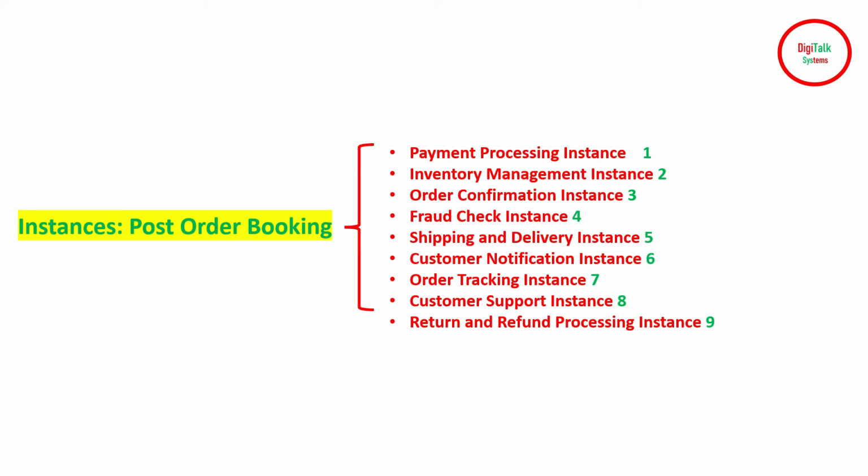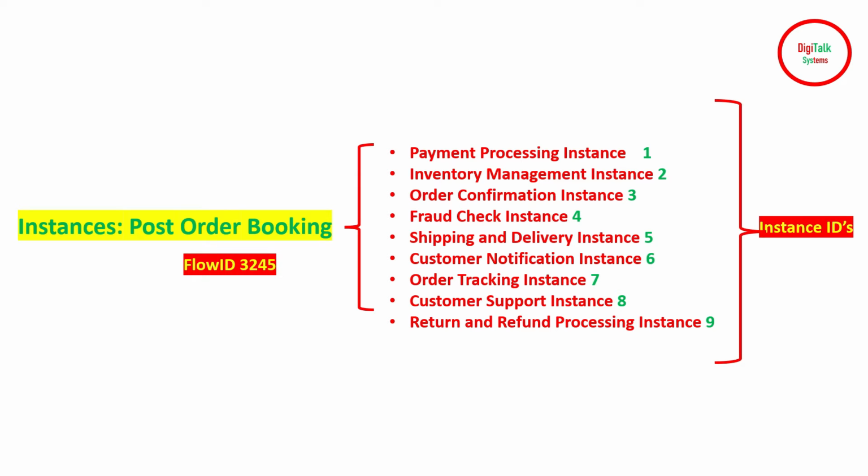Now you can see that there is some numbering system in front of each and every subsystem: 1, 2, 3, 4, 5, 6, 7, 8, 9 in the green, right? What exactly is it? Let me tell you now. Whenever this kind of transaction is initiated, for each and every order journey, a flow ID is generated. For example, you can see that for this particular order booking, where suppose you have booked an order from the e-commerce website, a flow ID is generated with the number 3245.